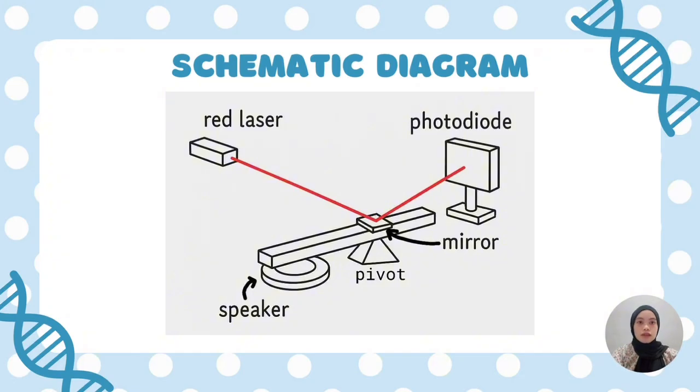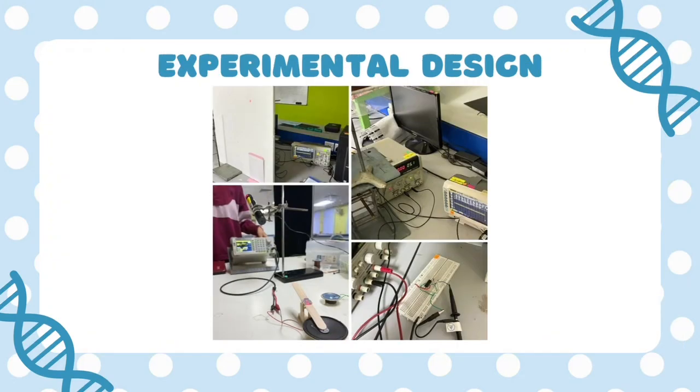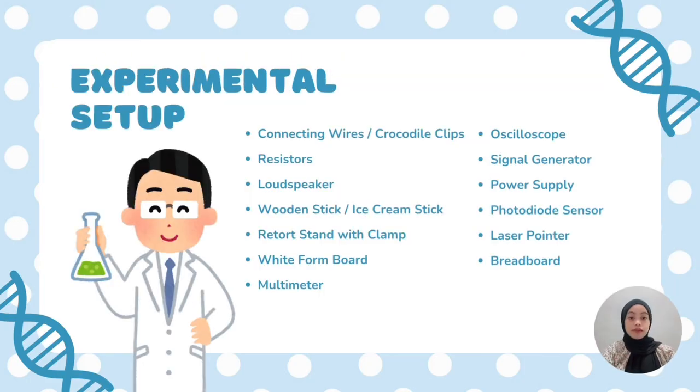So this is our schematic diagram. For the experiment setup, we will use connecting wires, resistor, loudspeaker, wooden stick, retort stand, wide foam board, multimeter, oscilloscope, signal generator, power supply, photodiode sensor, laser pointer, and breadboard.